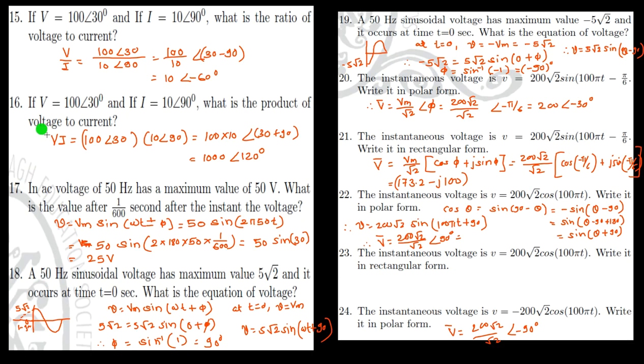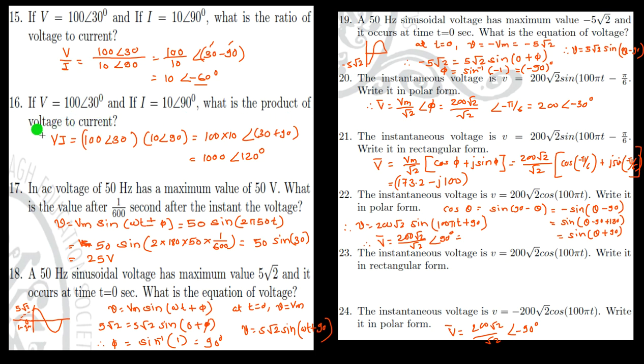Okay. The next is, if V is equal to 100 at an angle of 30 and I is equal to 10 at an angle of 90, what is the ratio of voltage to the current? So V by I is to be calculated. So 100 at an angle of 30, 10 at an angle of 90. You divide the magnitudes, 100 by 10, that is 10, and angle of numerator minus angle of denominator gives you 30 minus 90, that is minus 60.